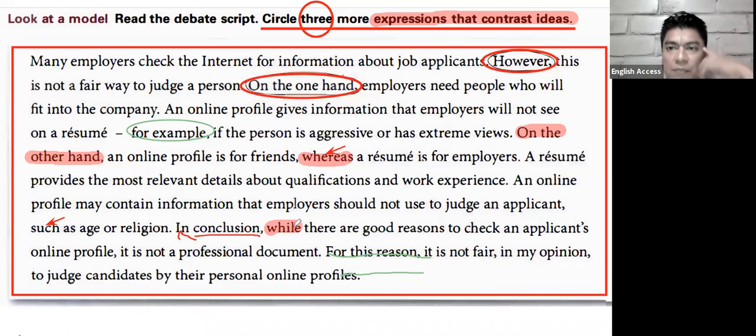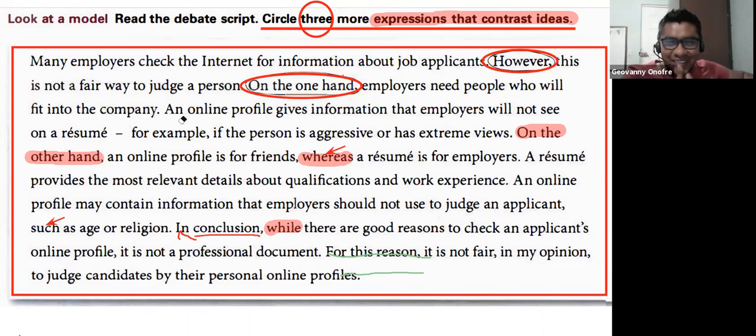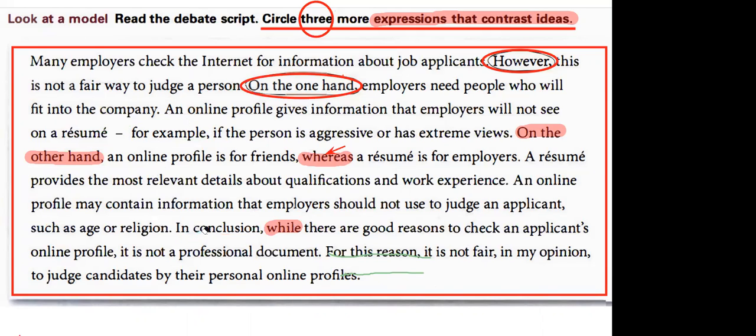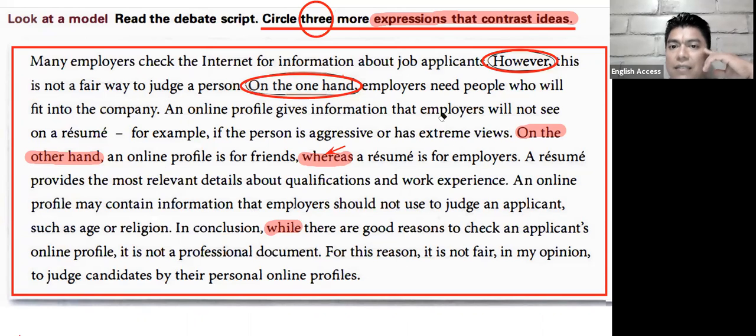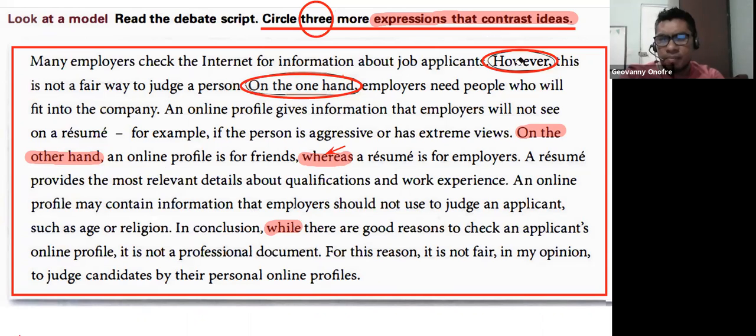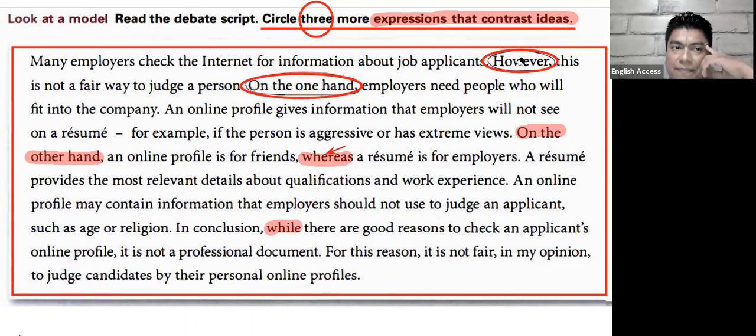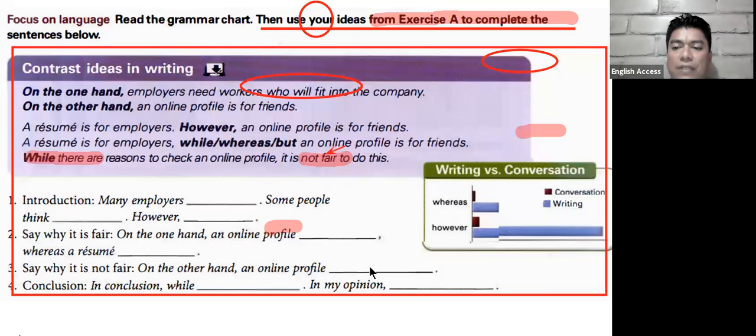Oh my God. We already found 3 more. Yes, we found all of them. And they are expressions that contrast ideas. What about in my opinion? That's not a contrasting idea. Okay. So expressions that contrast ideas are, however, on the one hand, on the other hand, whereas, and while. Okay, now let's check more of it.